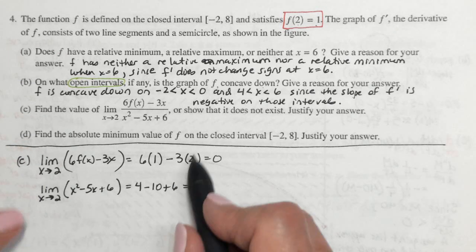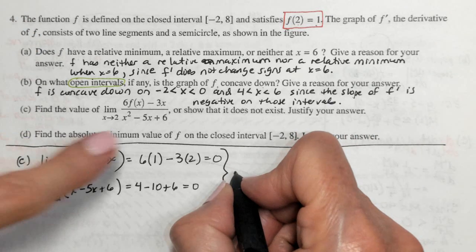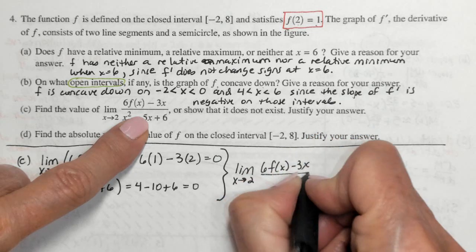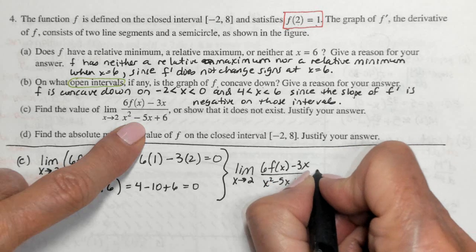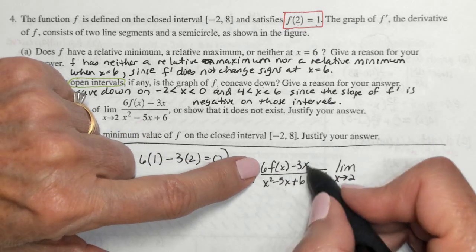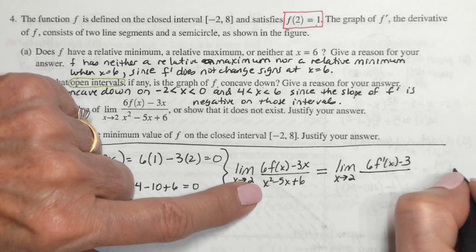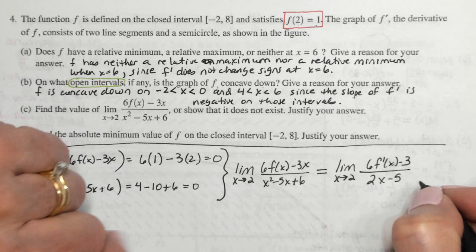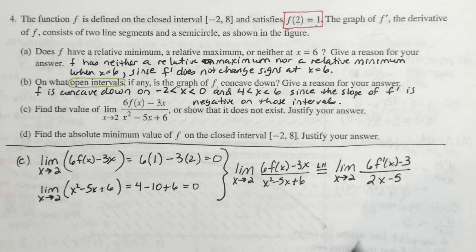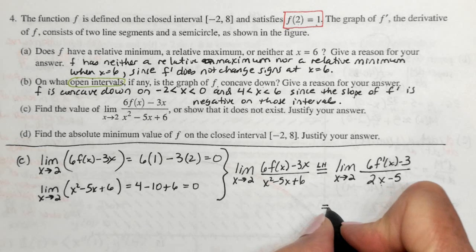Okay, since those are both 0, that means that we can use L'Hopital's rule. So, the limit that they gave me is equal to the limit of the derivative of the top, which will be 6f prime of x minus 3, divided by the derivative of the bottom, 2x minus 5. I used L'Hopital's rule. You do not have to write a little LH there, but I always do. Okay, if I put 2 into the bottom, I'm not going to get 0 on the bottom. I'm just getting a number on the bottom. So I know that I'm going to be in good shape here.